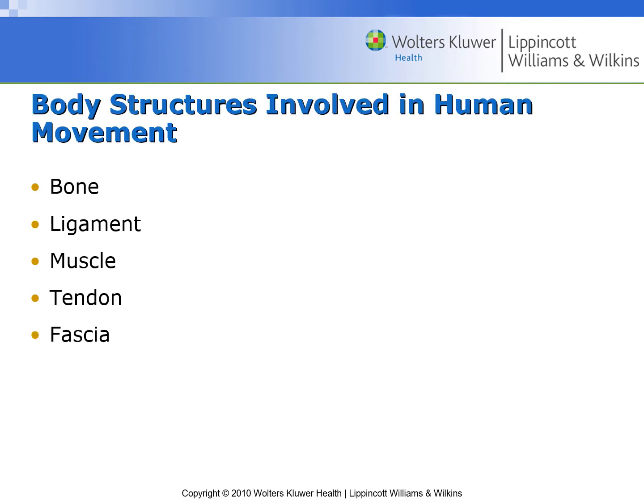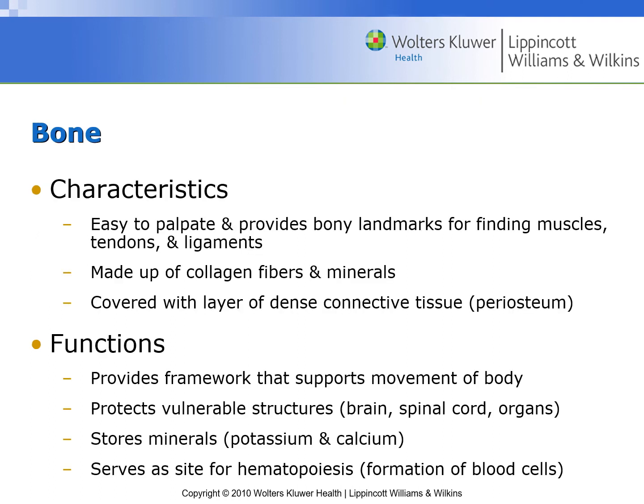We will now explore the primary tissues involved in human movement. This includes bone, ligaments, muscle, tendon, and fascia. Bone is the fundamental structure of human movement. It provides a complex architecture to the human body and a system of levers that muscles and tendons can pull upon to create human movement.